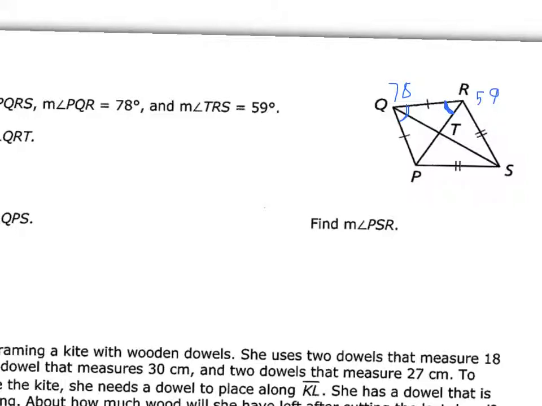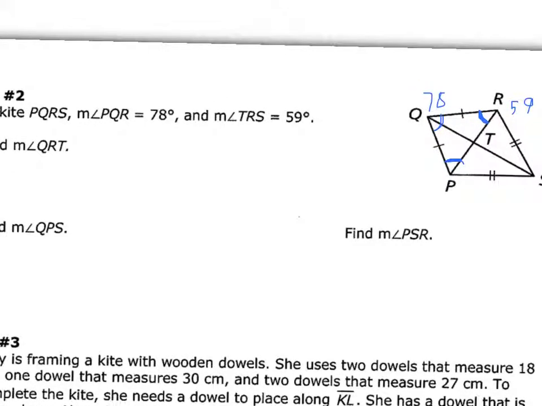Okay, well, we know QRT must be equivalent to QPT because they're both base angles of that isosceles triangle. Okay, so if we have 180 degrees in that triangle, and we subtract the top angle, which was 78, that would give us 102. And that gives us 102 degrees to make up these two angles, and they're both congruent. So we would divide that by 2, and that would give you 51 degrees for QRT.